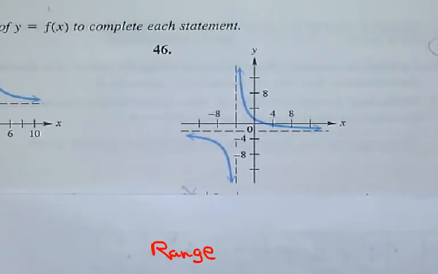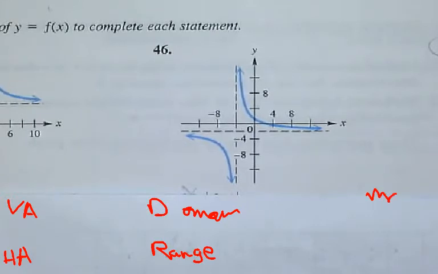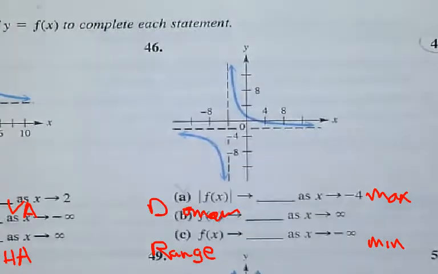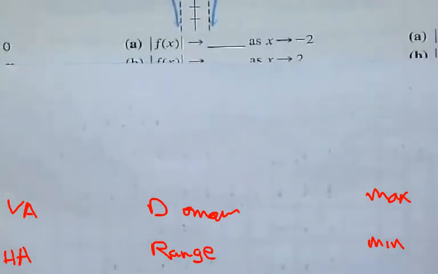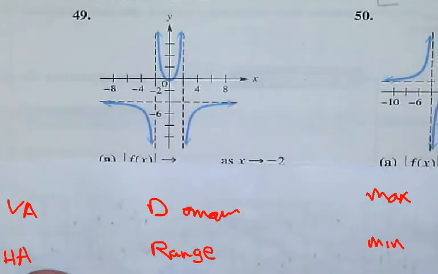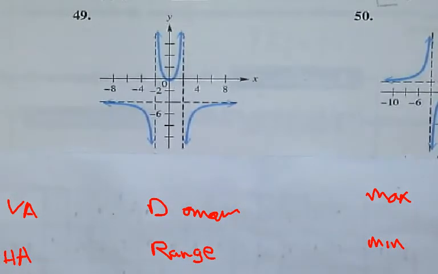Okay, so we had the vertical asymptote, we had the horizontal asymptote, we had the domain, we had max over here, and we had min over there. Okay, so let's look at another graph that's extra tricky. Let's look at, did I go too far? I went too far. There we go.